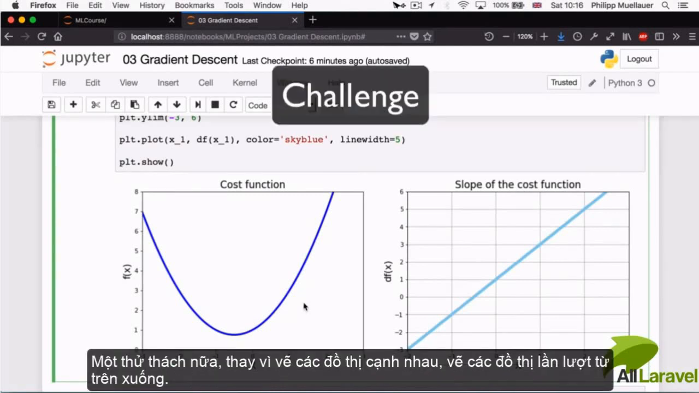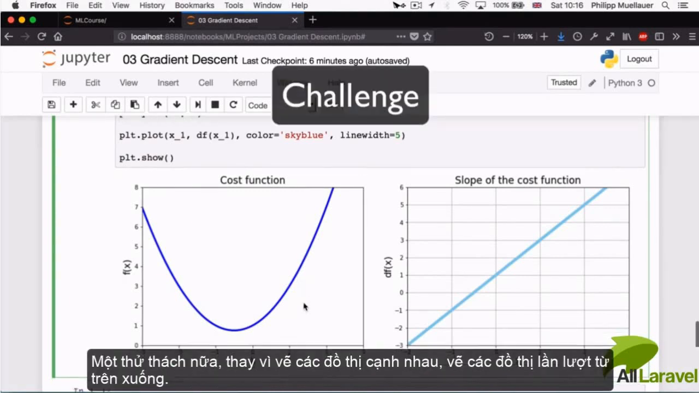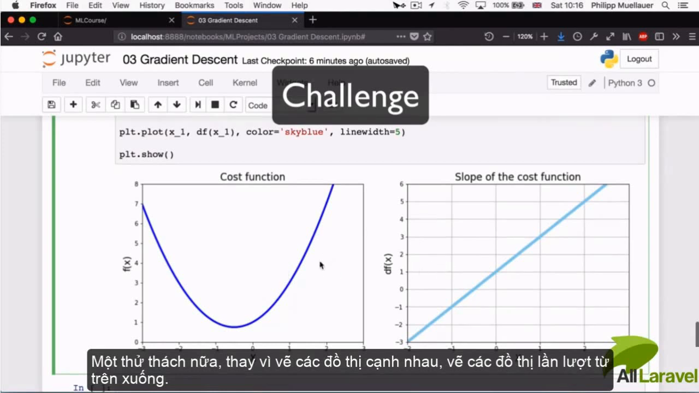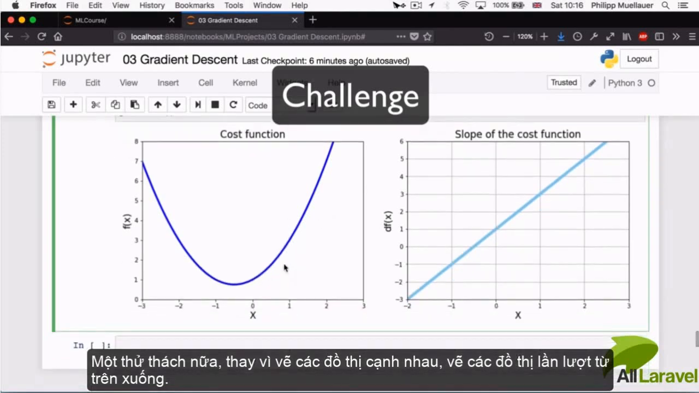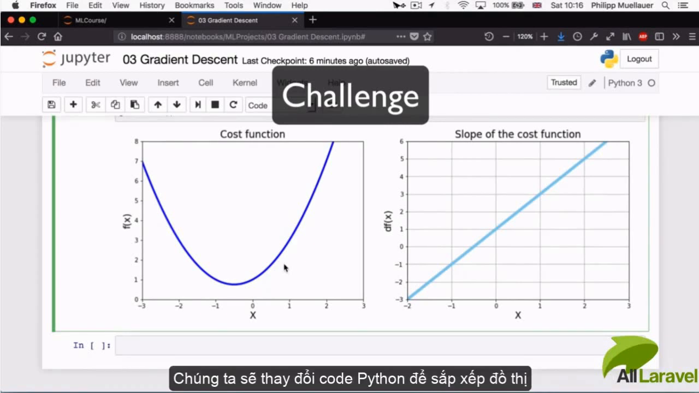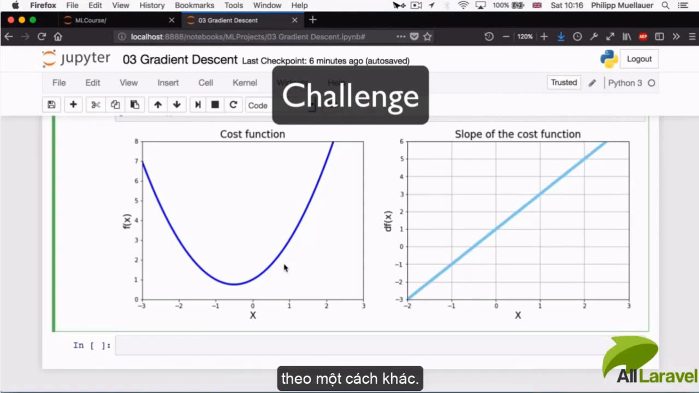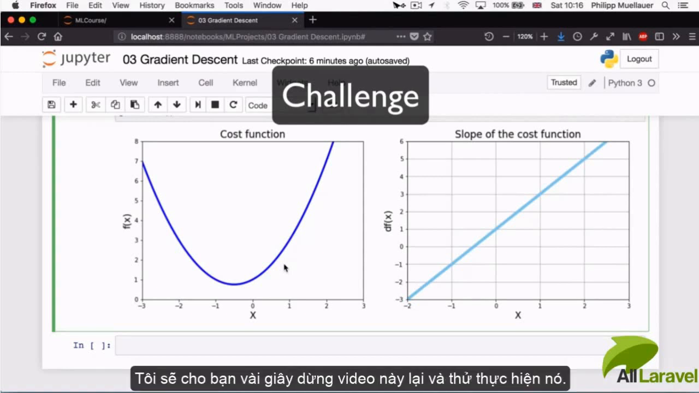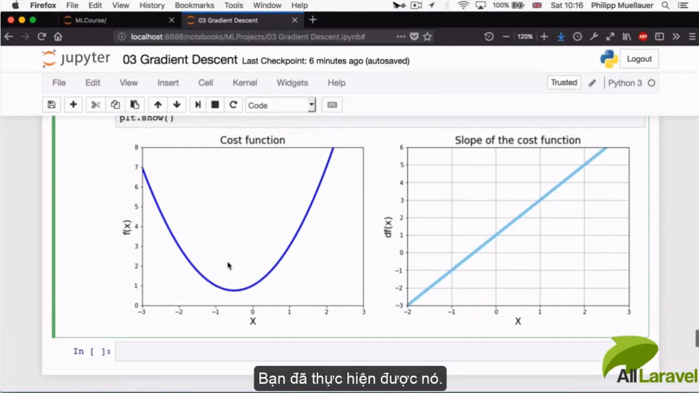Now, as a challenge, can you, instead of having these plots side by side, stack them from top to bottom? What would you have to change in the Python code in order to achieve this, in order to arrange the plots in a different way? I'll give you a few seconds to pause the video and try it out. Did you solve it? Did you manage to get it?